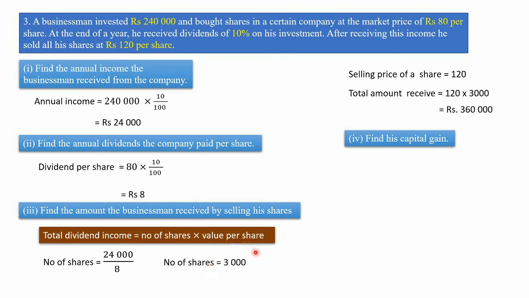Now you already know the number of shares is 3,000. So the next question is to find his capital gain. So how do you find the capital gain of this part? Capital gain is the selling price minus the purchase price. This is the investment part, that is called the purchase price. Selling price minus purchase price, that is 120 rupees.